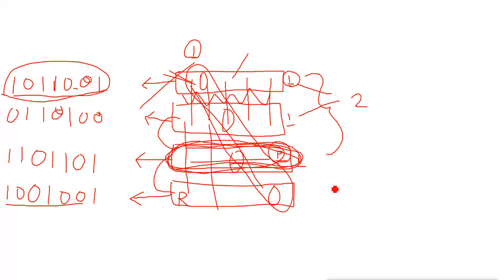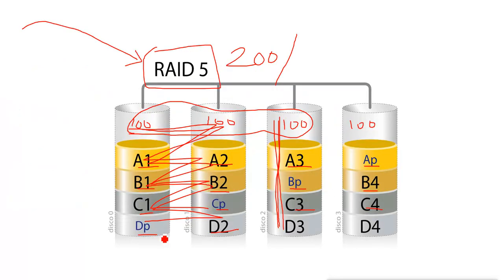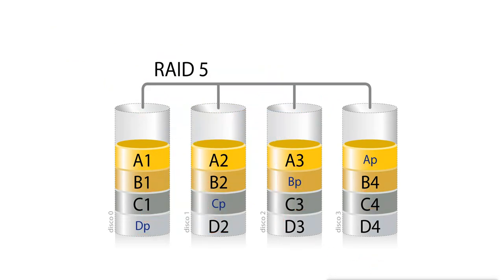And that is what it is doing here. So it is not storing the parity in a single disk. It is actually storing the parity in all these four disks, which are used in a RAID 5 volume. You can see here it is storing the parity, here it is storing the parity, here it is storing the parity, and here also it is storing the parity. But totally it is using the size of a single disk.